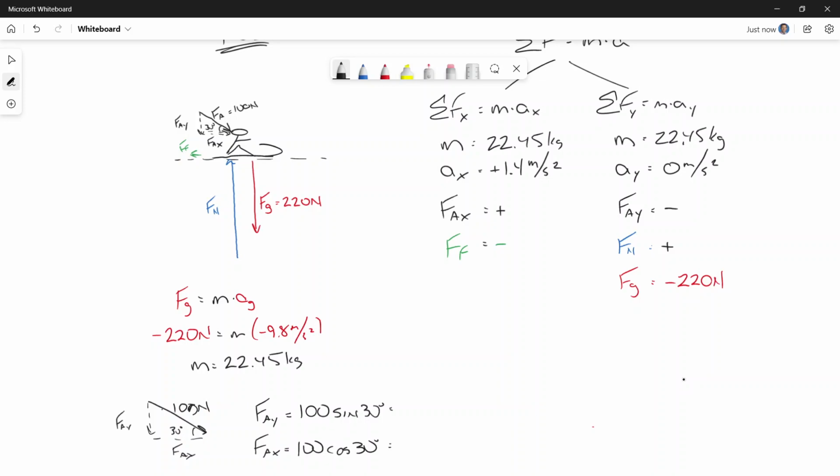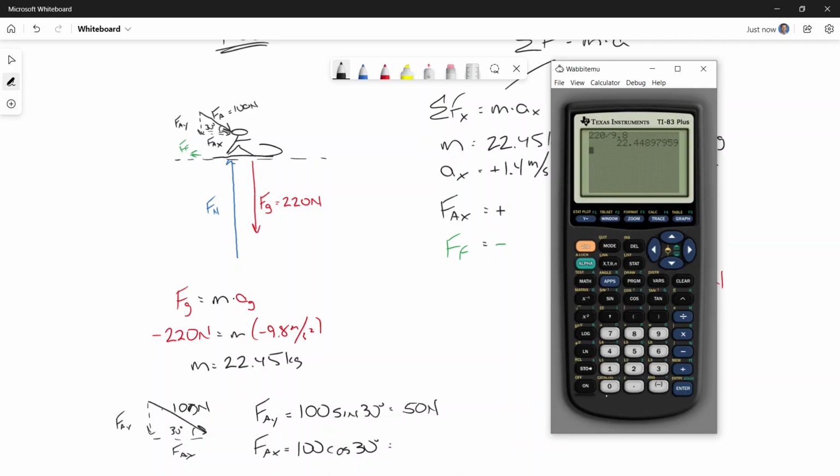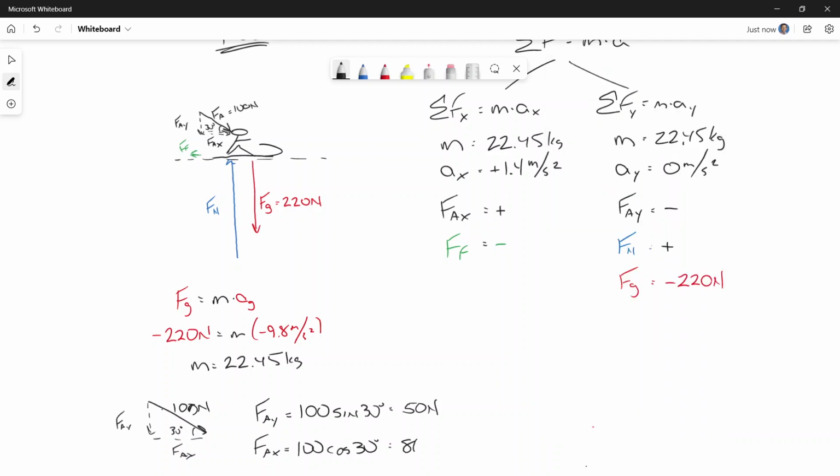And I can write in those values in my calculator. Sine of 30 is 1/2, so I know that this is going to be 50 newtons. And I'll calculate 100 times the cosine of 30, and I get 86.6 newtons. Remember, always be in degree mode in your calculator.